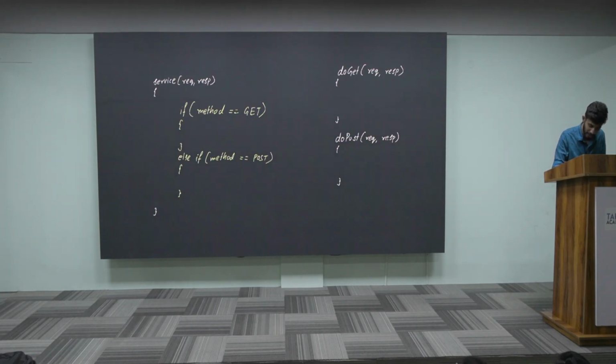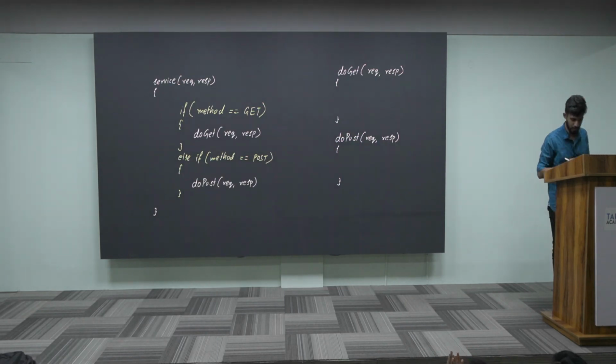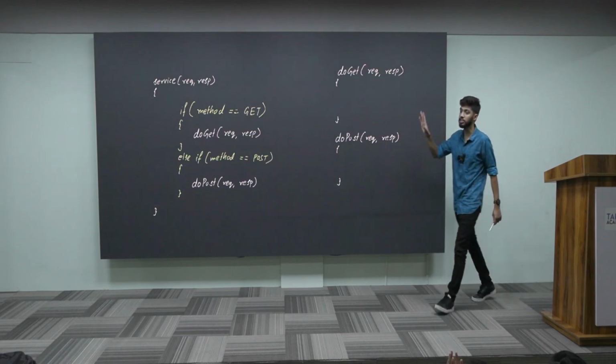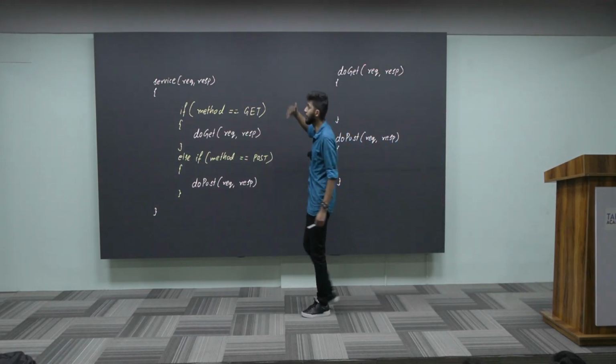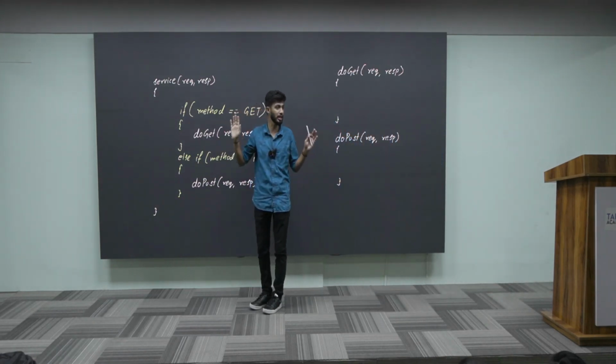So if the method is equal to get, which method will it call, if you ask me? It will call the doGet method. If it is equal to post, then it will call the doPost method. This is the code written in the parent class service method. Is that clear to you?